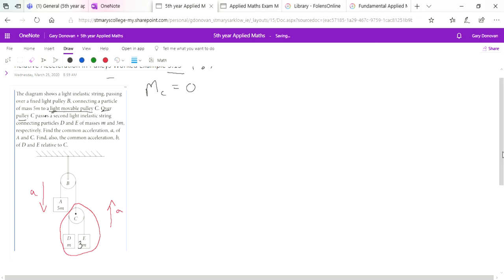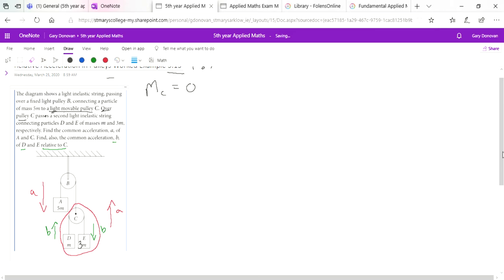While this is all going on though, there's going to be some movement in pulley C, or in the particles connected by pulley C. We have a 3m mass E, which is obviously heavier than the mass D, so we assume the 3m will go down with an acceleration B, and the m will come up with an acceleration B. So they've described this acceleration B as the acceleration of D and E relative to C, and that relative to C means that if C isn't moving, B is accelerating down at this rate.